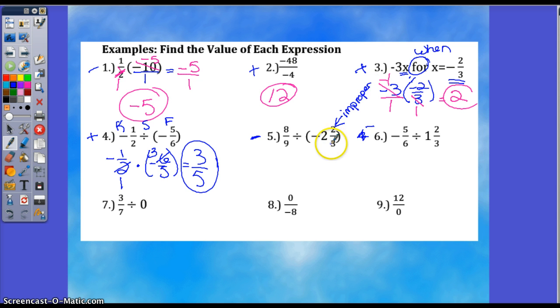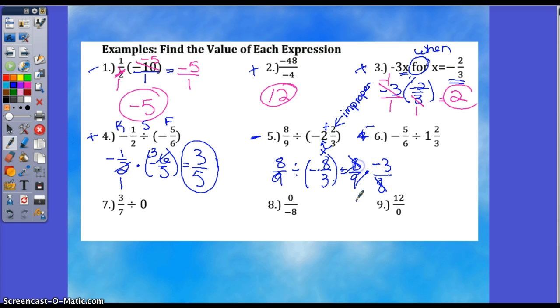And remember, you start with the 3. 3 times 2 is 6, plus 2 is 8. So we get 8 ninths divided by negative 8 thirds. Now I can do keep, switch, flip, and I do 8 ninths times negative 3 over 8.